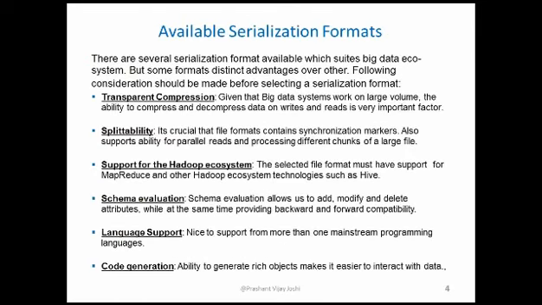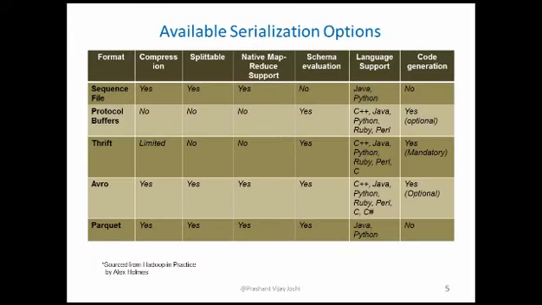So what are the important characteristics which should be considered while selecting a serialization format? Transparent compression, splittability, support for the Hadoop ecosystem, schema evolution, language support, and code generation. Available serialization options are sequence file, Protocol Buffers, Thrift, Avro, and Parquet.